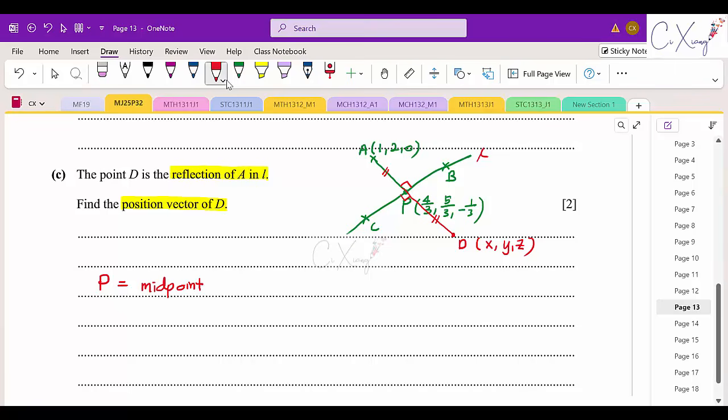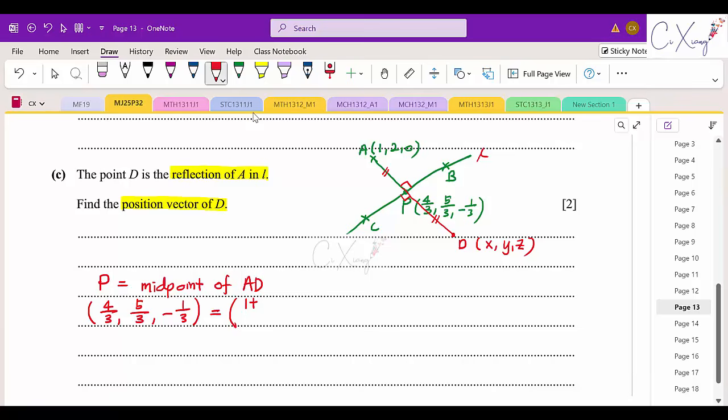We are using coordinate geometry to solve it, the midpoint of AD. So what's the coordinate of the P that you get? You're having 4 over 3, then 5 over 3, and also negative 1 over 3. That equals the midpoint of, sorry, I made a careless mistake again. This one is D, the midpoint of AD.